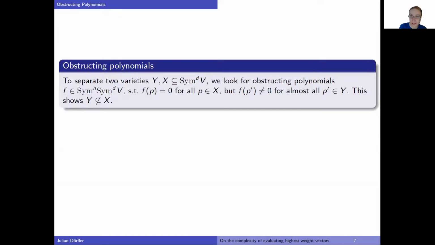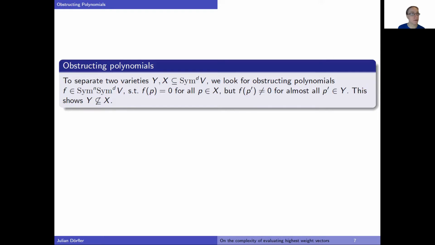So what is now an obstructing polynomial? Here we want to separate two varieties in Sym^d V. Varieties, you don't have to concern yourself with them too much here, but you can think of them basically as just two sets of polynomials that behave nicely, for some definition of nicely.